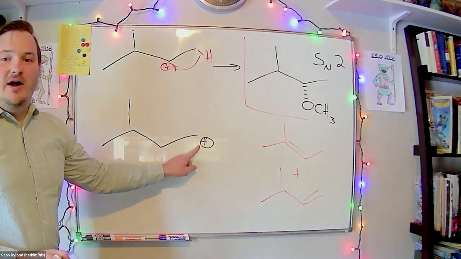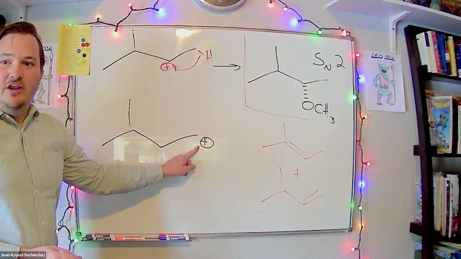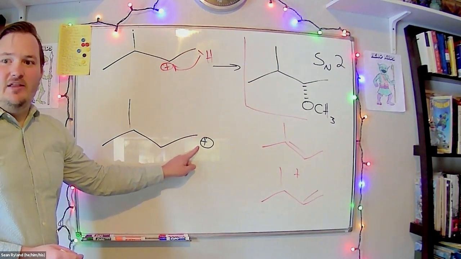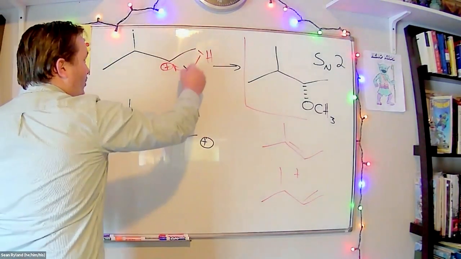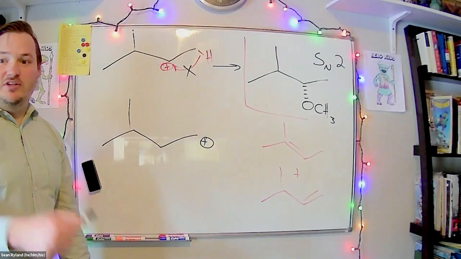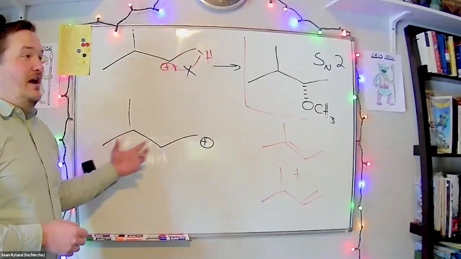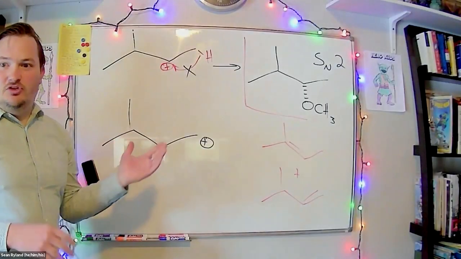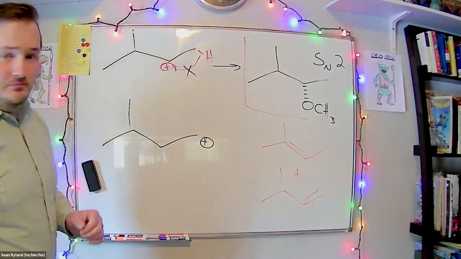Remember, that would be going uphill in energy. Primary carbocations are way less stable than secondary. And secondary is way less stable than tertiary. So that won't happen. Okay. Because we're always trying to put the positive charge on a more substituted carbon, whenever possible, or a carbon that has more resonance. If they're the same substitution, you can still have that, but that's splitting hairs.